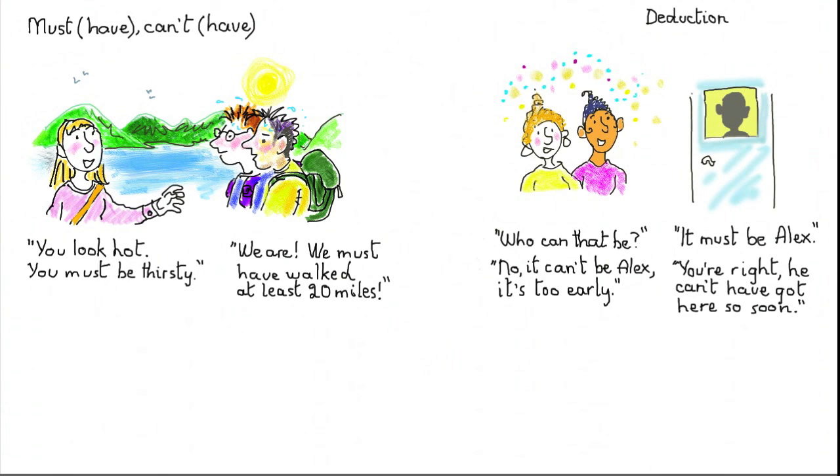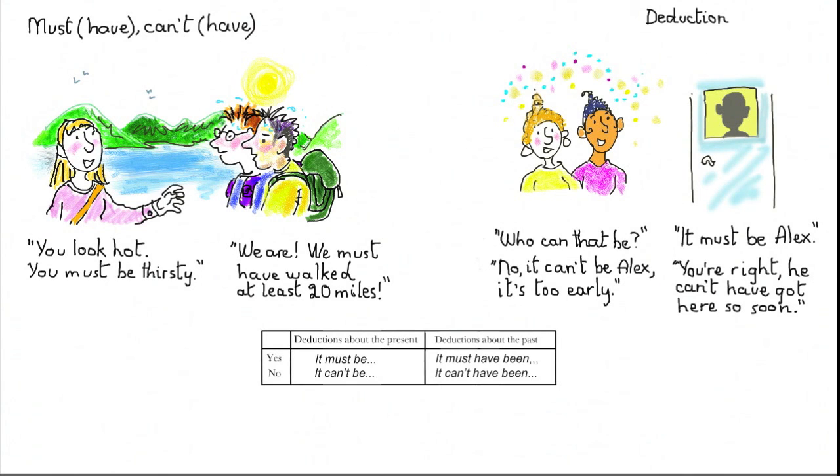Now here's a little chart of the main items. Deductions about the present on the left, deductions about the past on the right. So yes, it must be, and it must have been, and no, it can't be, and it can't have been. And of course I missed out the question, who can that be?